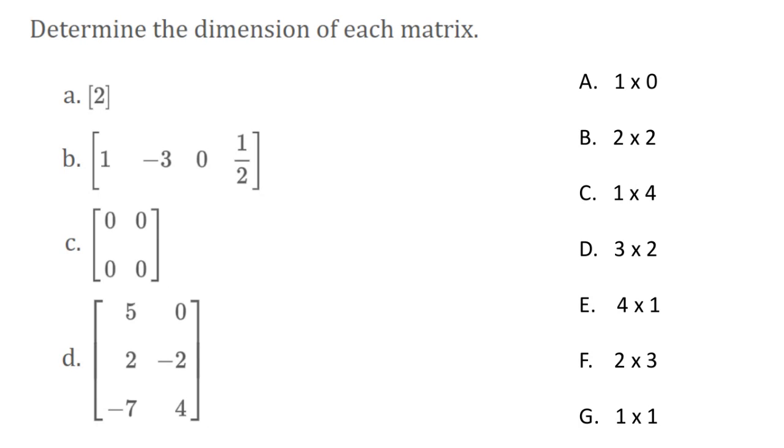Okay, so determine the dimension of each matrix. Here I have 4 matrices on the left, and a bunch of dimensions on the right. So for letter A, which one would it match to from A through G? What is the order of matrix A? How many rows do we see, and how many columns do we see for this one here? I guess I should say lowercase a.